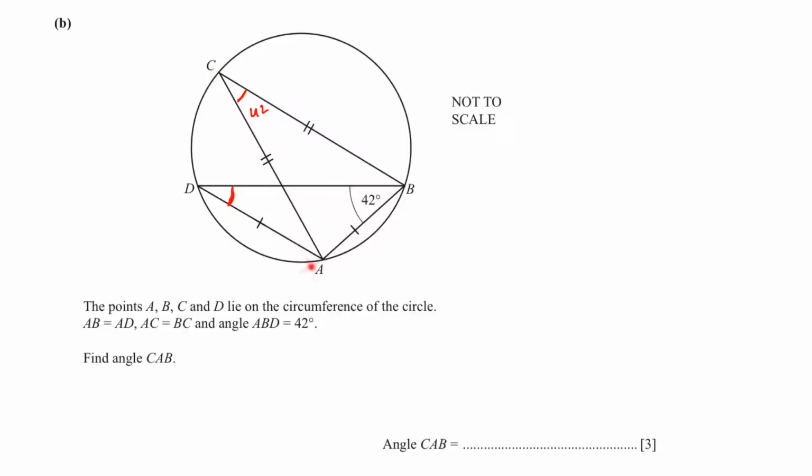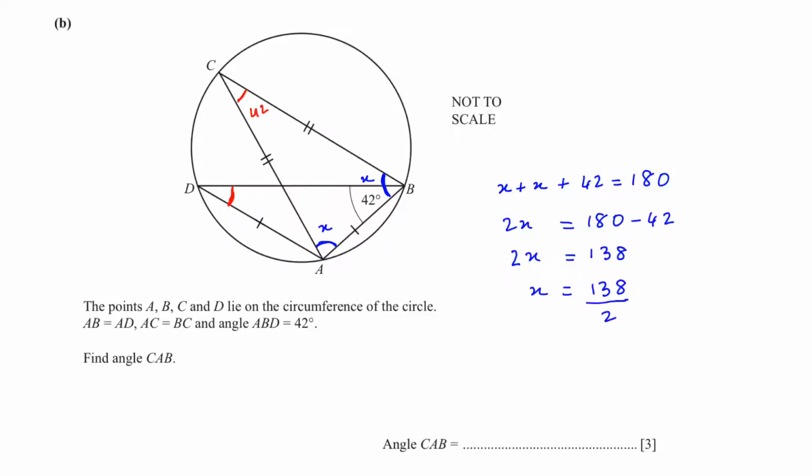Now we have that AC is equal to BC. It's again an isosceles triangle. Therefore, angle A and angle B are equal to each other. Let's take angle A and angle B as x. So you can write down x plus 42 is equal to 180. Therefore, 2x is equal to 180 minus 42. 2x is equal to 138. Therefore, x is equal to 138 divided by 2, which is 69. Angle CAB is equal to 69.